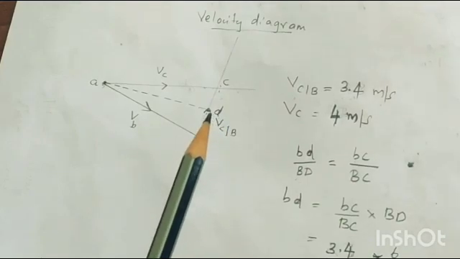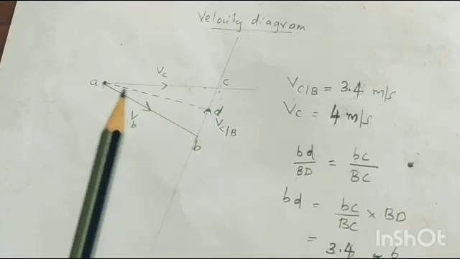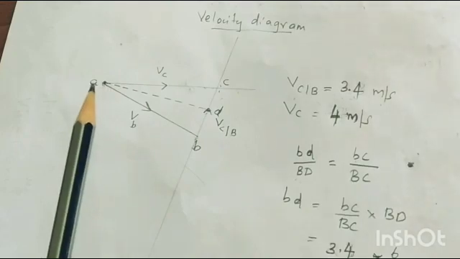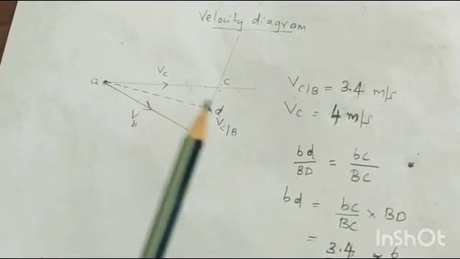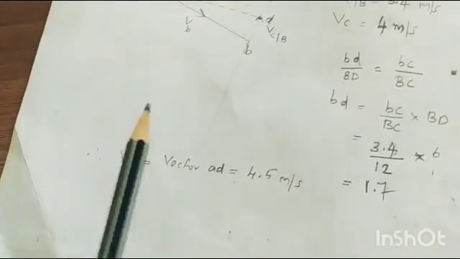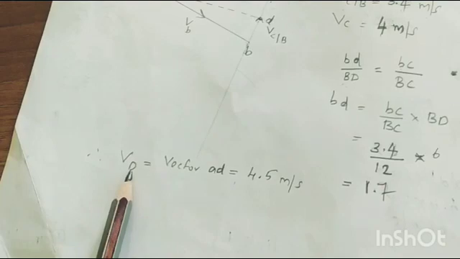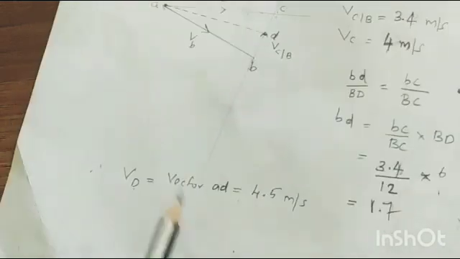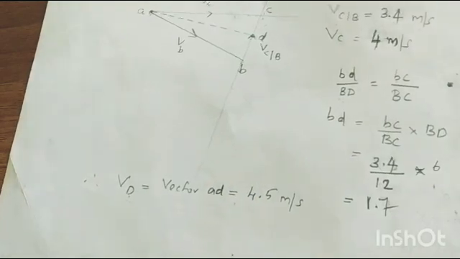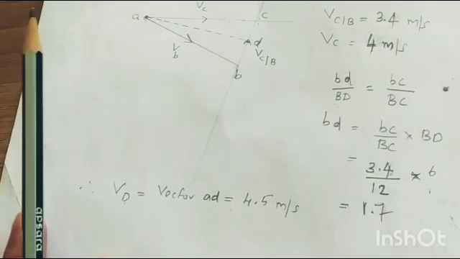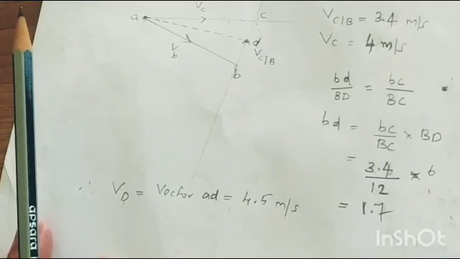Now what we'll do is from here draw a line using the scale. You join AD and measure this one. This will be the velocity of the midpoint of the connecting rod, that is VD. You measure this vector ad, and that is nothing but 4.5. So this is how you can find the velocity of different points in a link. Okay.